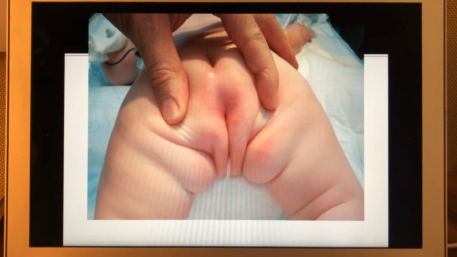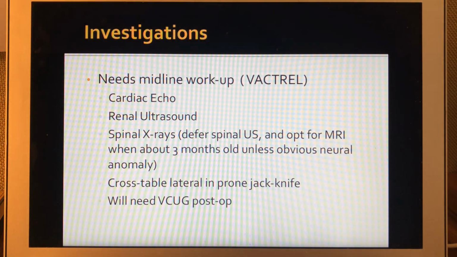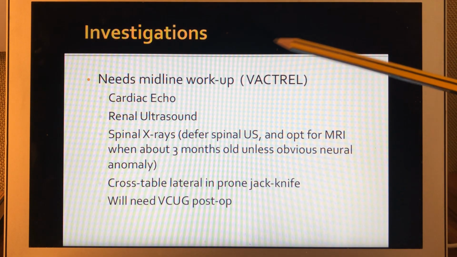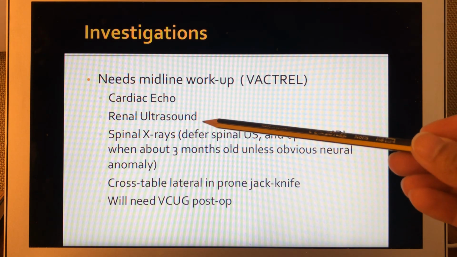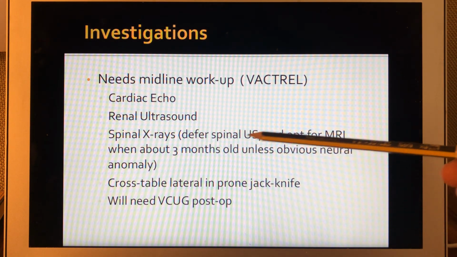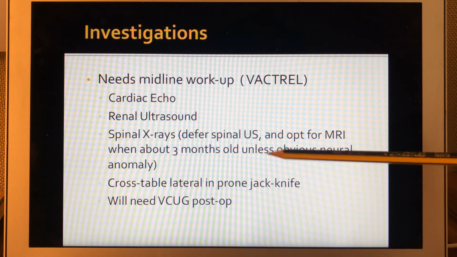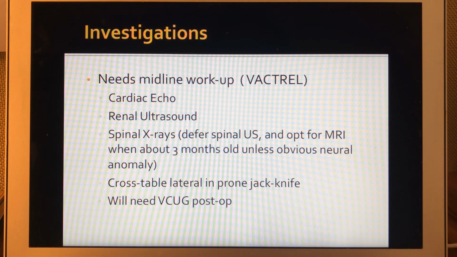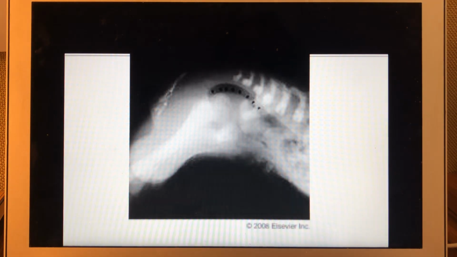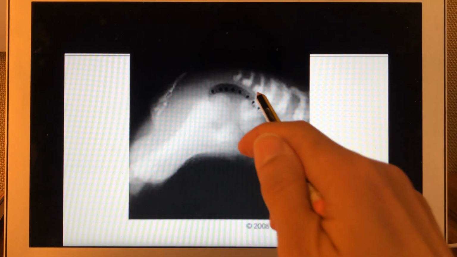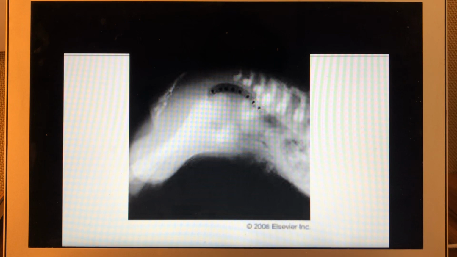Imperforate anus or any rectal malformation, we have another presentation devoted to this, so you can go back to the channel and have a look at it. It's a typical workup. You have to do a midline workup, VACTERL association: echocardiogram, renal ultrasound, spinal ultrasound, spinal X-ray to look for any spinal abnormalities, and examine the upper limbs and lower limbs looking for any limb anomalies. This is a jackknife X-ray looking at the air filling the distal rectum.